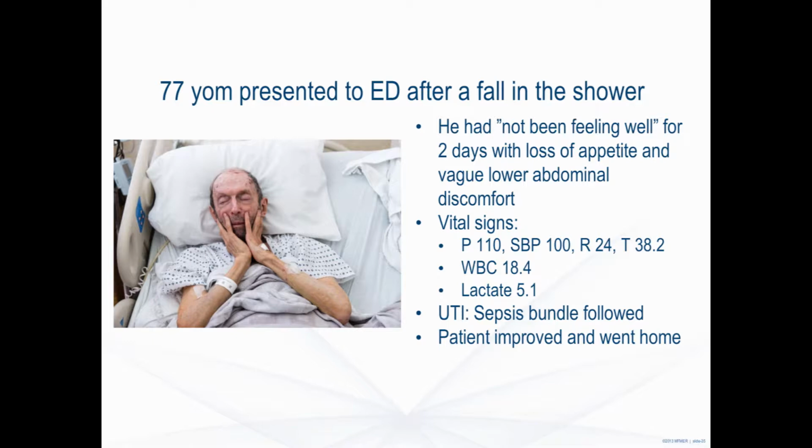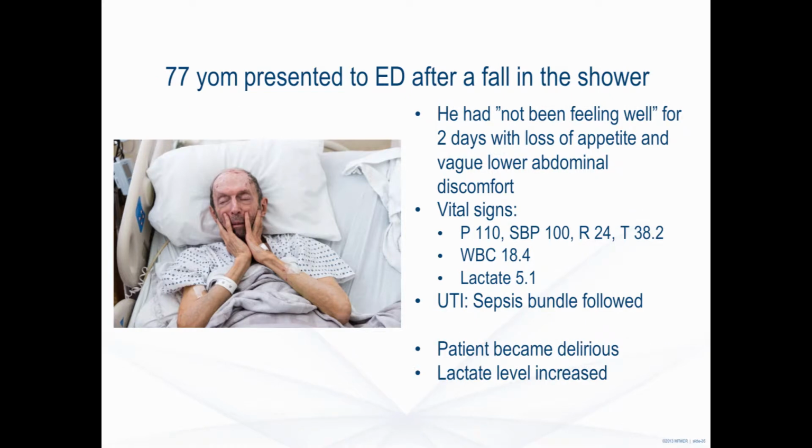So I'm going to give you an example of this particular situation. A 77-year-old man presented to the emergency department after a fall in the shower. He hadn't been feeling well for 2 days, loss of appetite, and vague abdominal pain. Vital signs when he came into the emergency department were pulse of 110, blood pressure of 100, respiratory rate of 24 with a fever. White count was elevated, lactate was elevated. Sepsis bundle was started appropriately, bolused IV antibiotics. He was found to have a UTI, and he improved and did well. Very successful care.